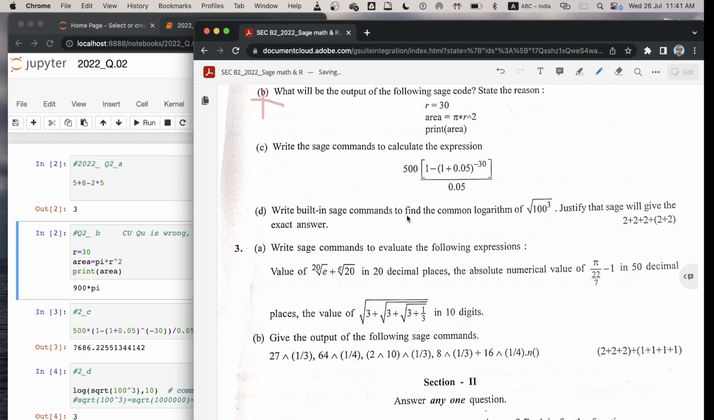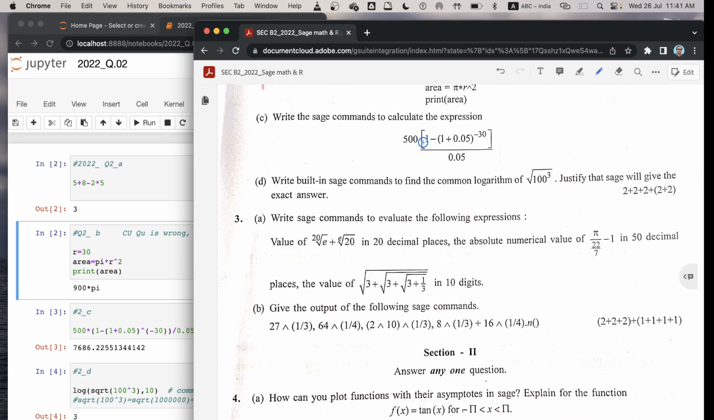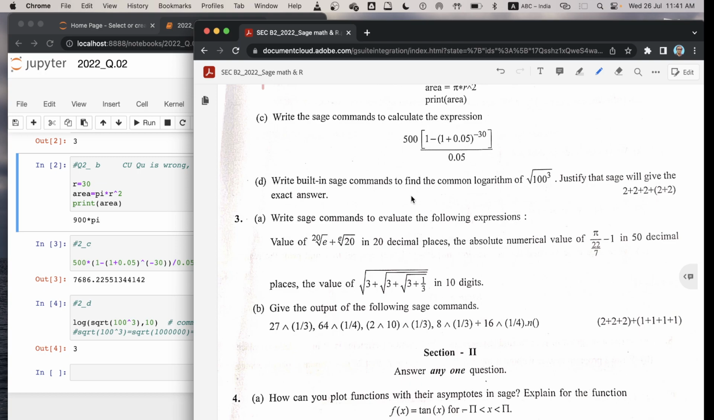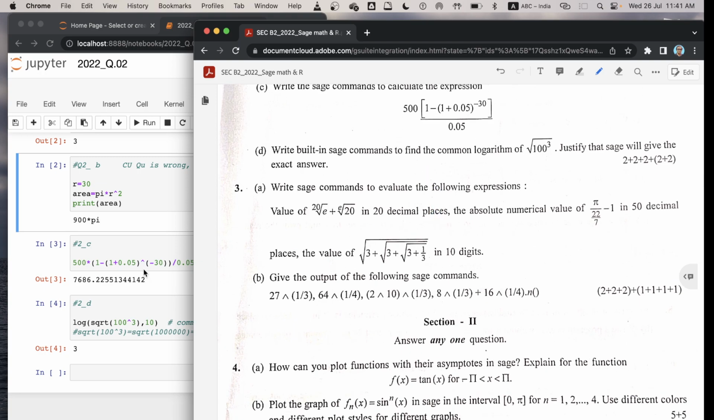Question 2c. Write the Sage command to calculate the expression 500 times bracket 1 minus bracket 1 plus 0.05 to the power minus 30, whole divided by 0.05. The correct answer is this: 500 star, open bracket, 1 minus, open bracket, 1 plus 0.05, close bracket, to the power, open bracket minus 30 close bracket, close bracket, division 0.05. This is the correct option, the correct code for the Sage command.